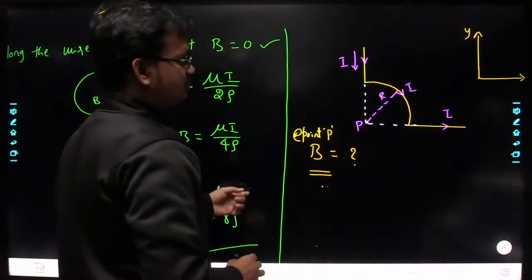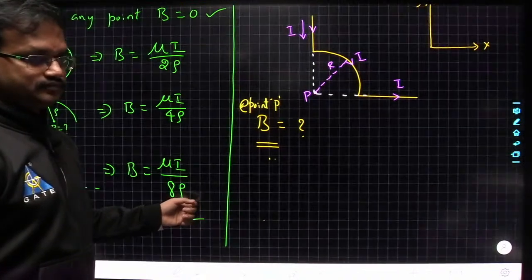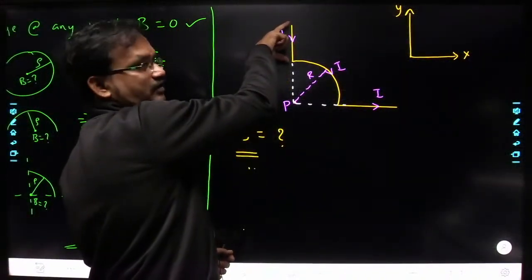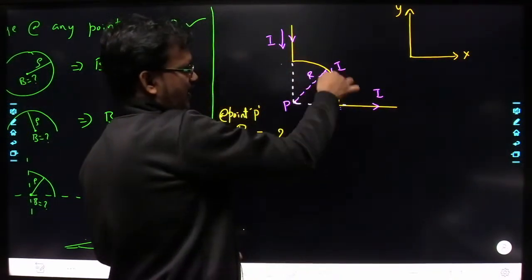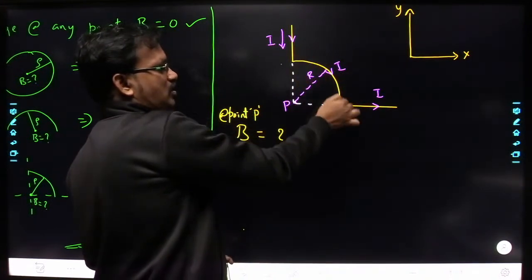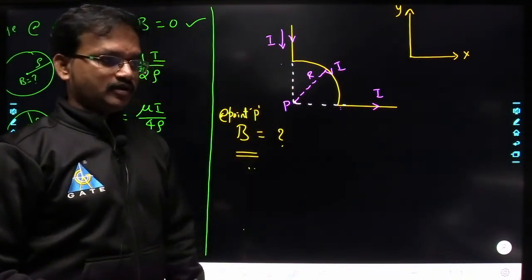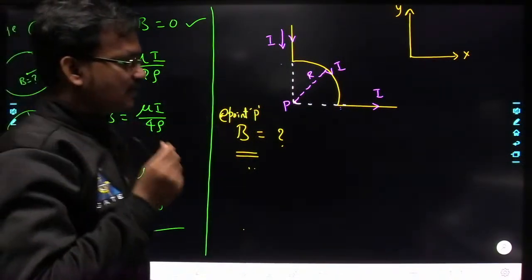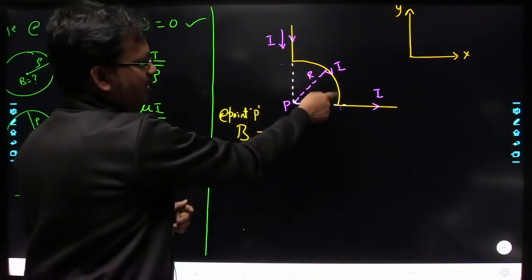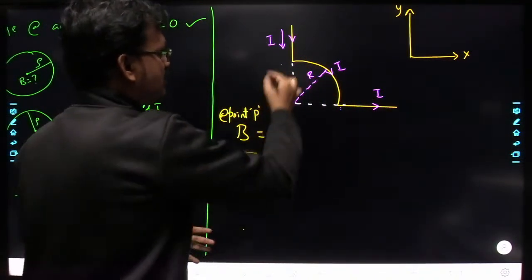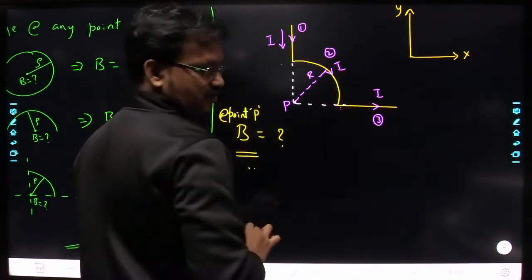Now tell me here, what is the B field at point P? Here you are having a current carrying wire of finite length, and here another current carrying wire of finite length, and here a quarter part of the circle. Understood? They are asking the B field at this point P. So you just divide this into sections. Consider this as first section, this part as second section, and this part as third section, right?